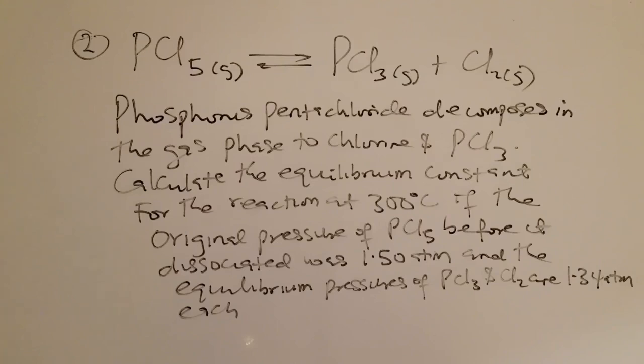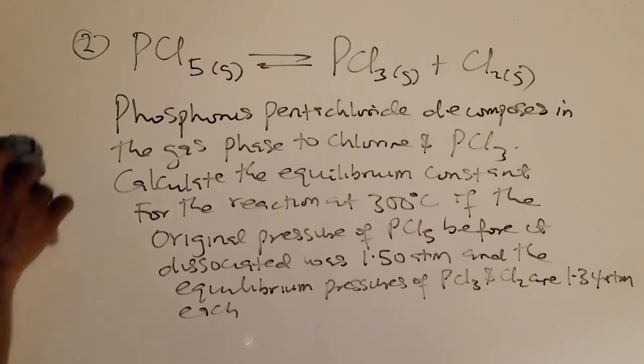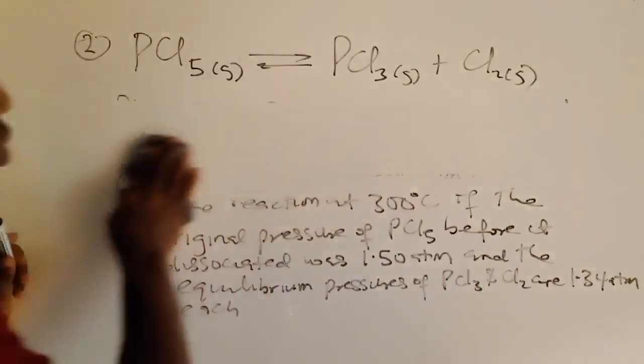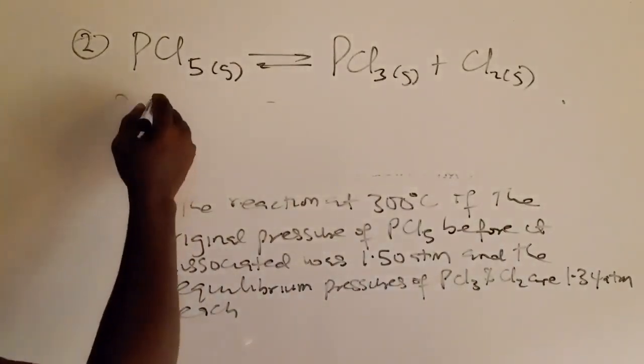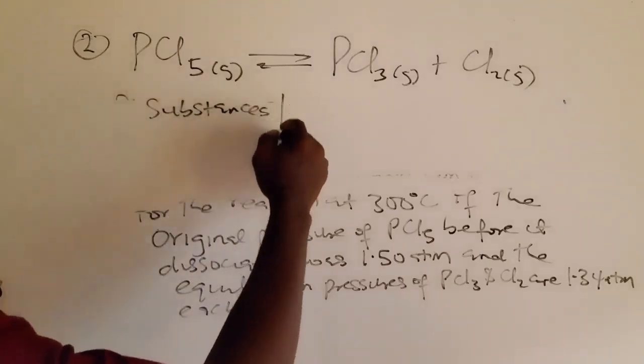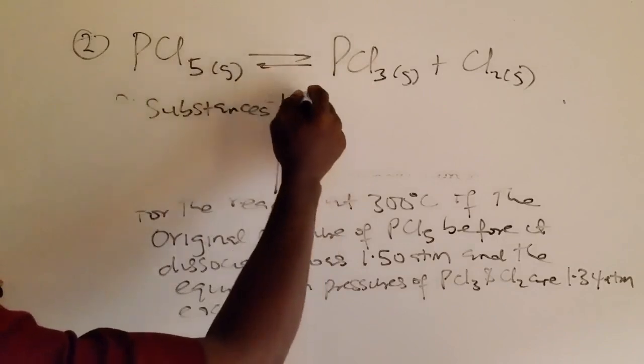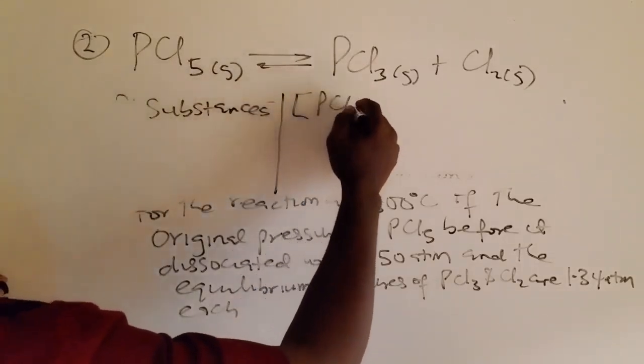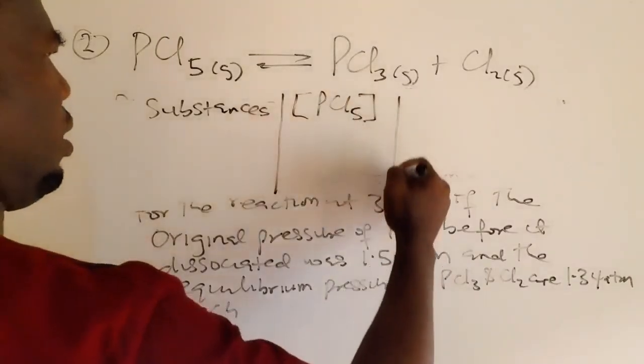So we're going to build a table here to help us solve this problem. In this question, we're going to build a kind of ICE table. So we have the reactant, PCl5, then the product.